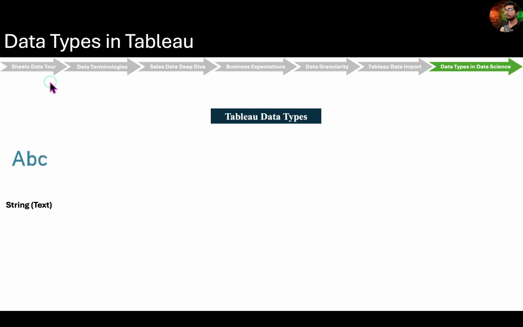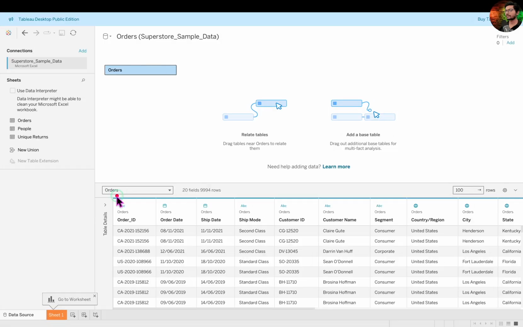First, we have this blue ABC symbol, which indicates that the data in the column is of string or plain text type. This includes values like customer names or product categories such as electronics. Let me show you which columns Tableau has automatically identified as string columns. Here you can see that order ID, shipping mode, customer ID, customer name, segment are identified as string data type.